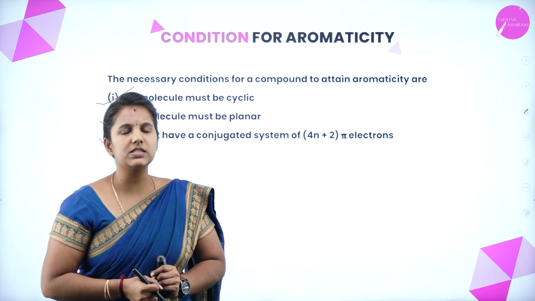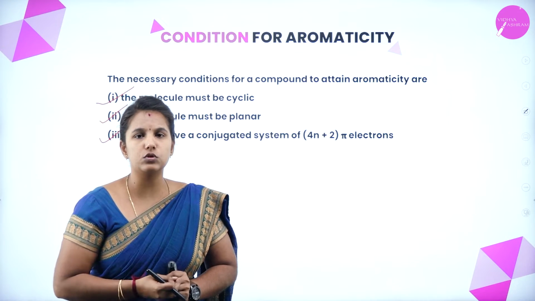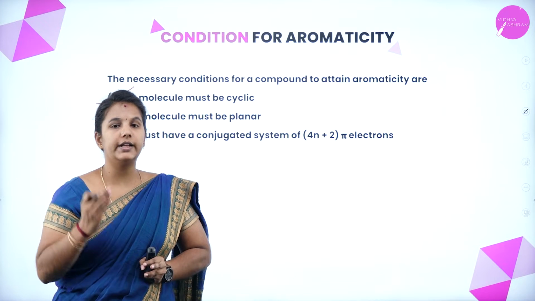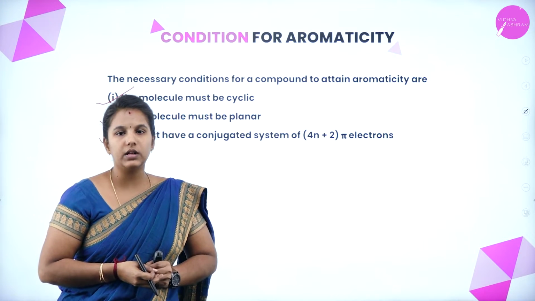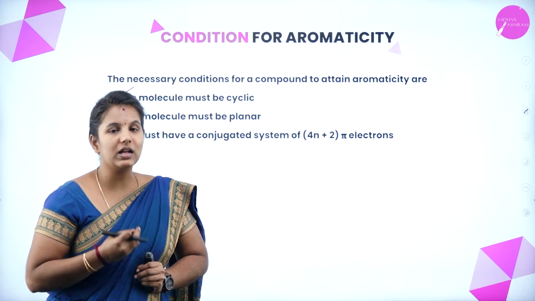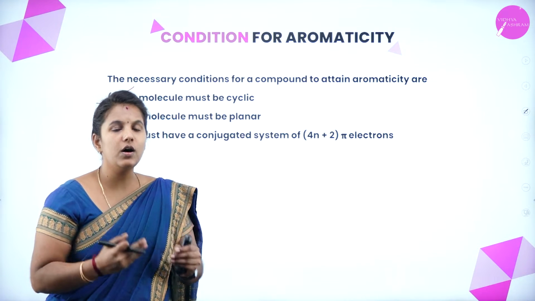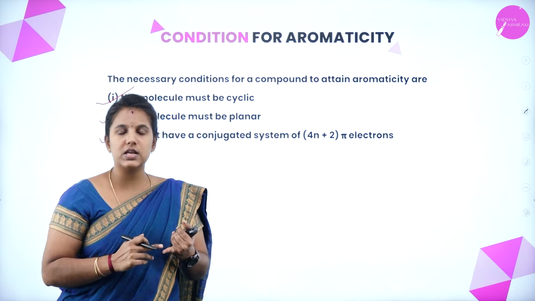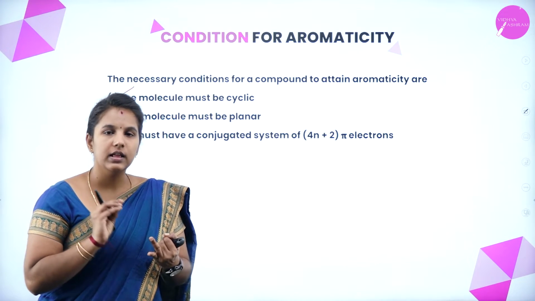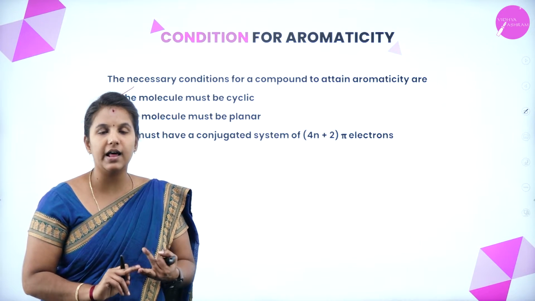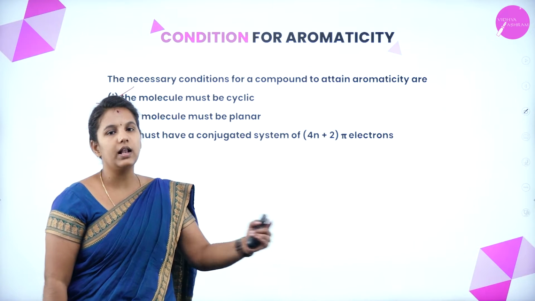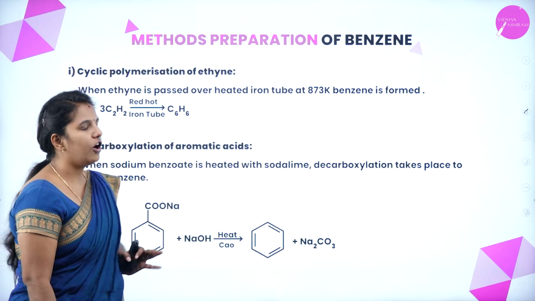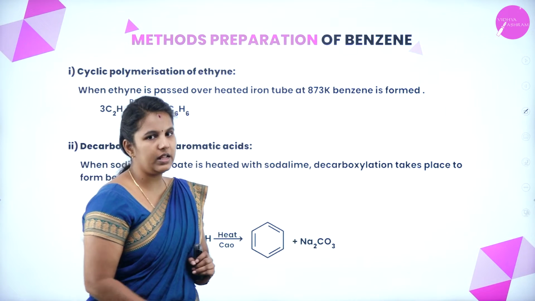That means it must follow what? The 4n plus 2 rule, which is nothing but the presence of conjugated double bonds in that particular compound. These 3 conditions are necessary to identify aromaticity in the given compound. The first thing is, the compound must be cyclic, the compound must be planar, and it must follow the Huckel Rule. Okay, we'll see the method of preparation of benzene now.